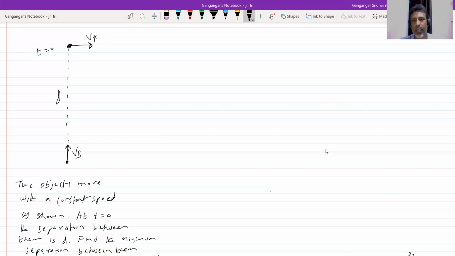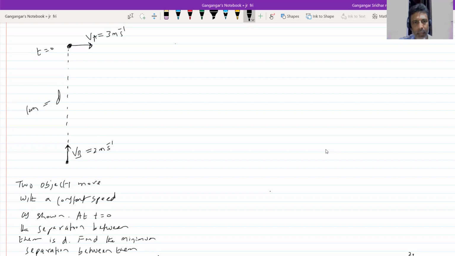Okay, now I'll suggest you, let's do some trial and error. Let me assume: let VA be equal to 3 meters per second, let VB be equal to 2 meters per second, and the distance D is equal to 10 meters. Let's assume some values so that it will be easy for us.